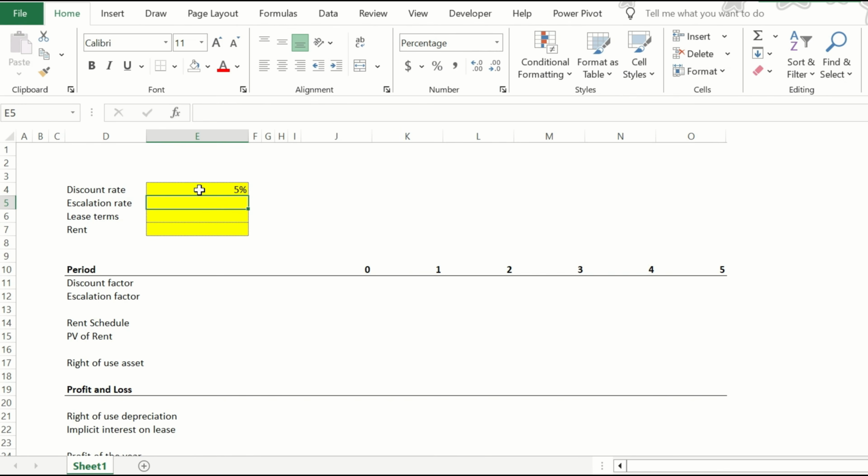Next input is the rent escalation rate. Because in many leases the rent increases every year, so let's assume 3%. Then we need the lease term. Let's assume 5 years. And finally, we will enter the rent. So let's assume it's 5,000.